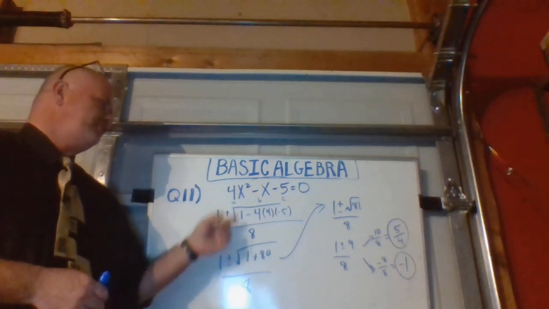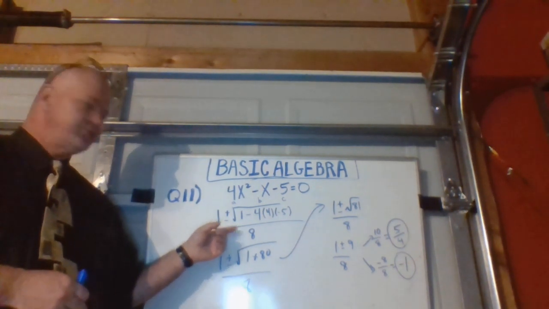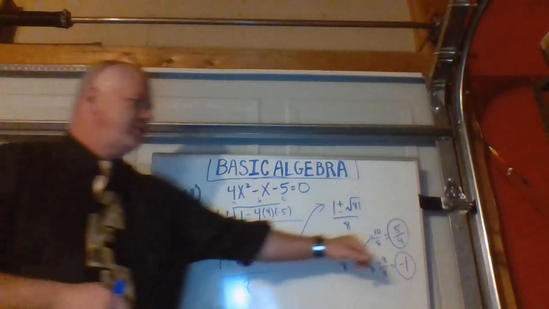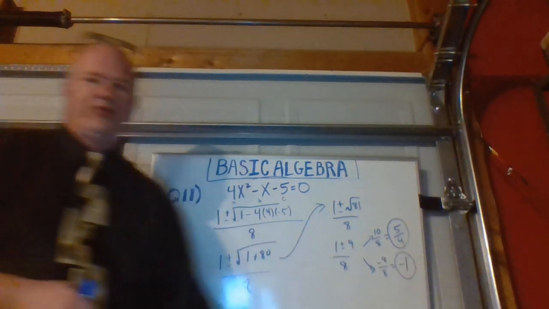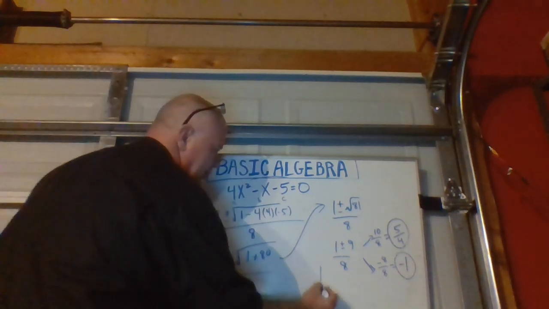So using the formula, I plugged in the appropriate variables. I did the arithmetic step by step, and I ended up with the final answer of 5/4 and -1, which happens to correspond to answer choice A.